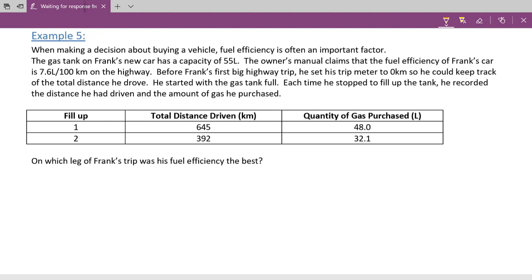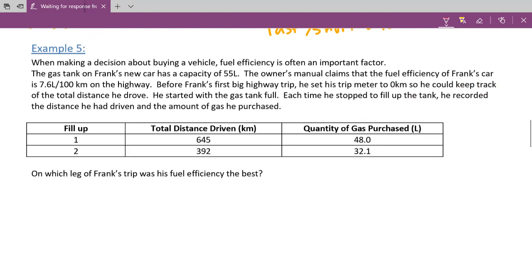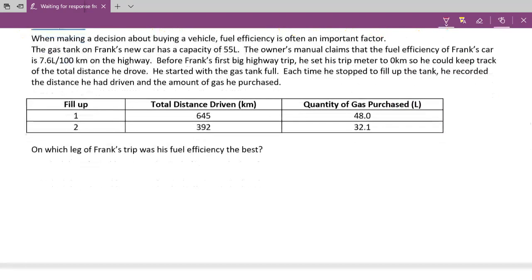He keeps track of how much he's driven for each chunk and how much gas he bought to refill the amount he used. So we have 2 trips here. Trip number 1. He went 645 kilometers and used 48 liters of gas to travel that distance. Right, so if our base unit, our comparison, is in 7.6 liters per 100 kilometers, I want to set this up in the same way. I'm going to put my liters on top and my kilometers on the bottom.